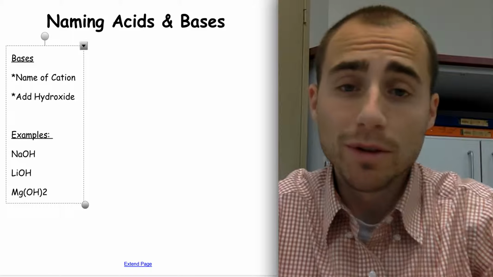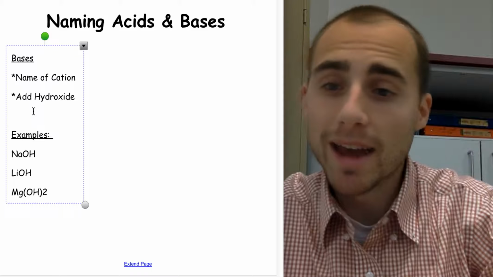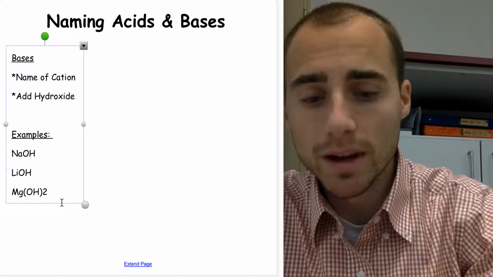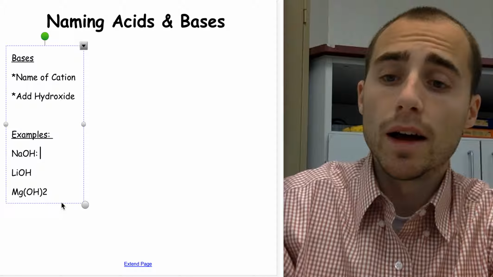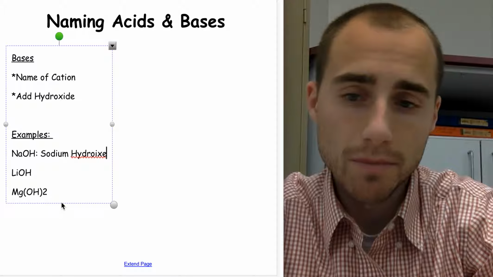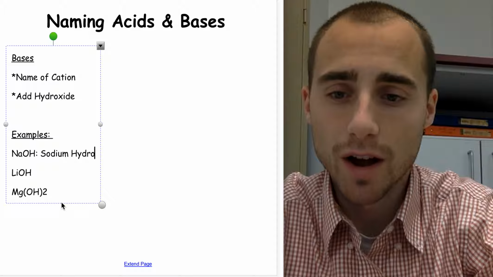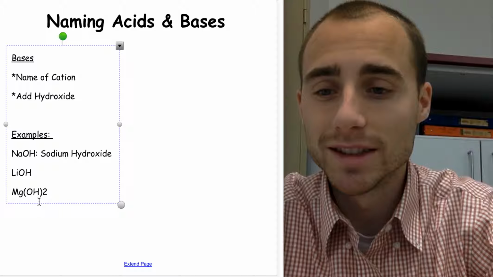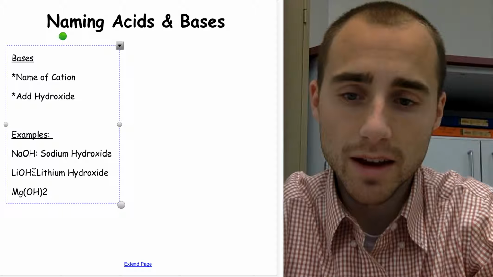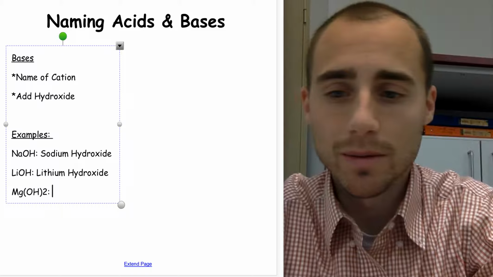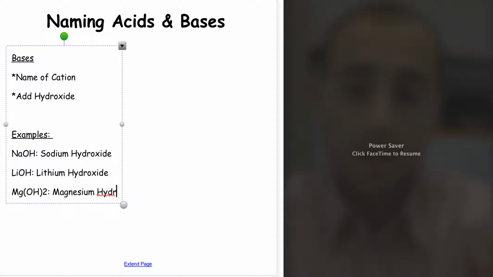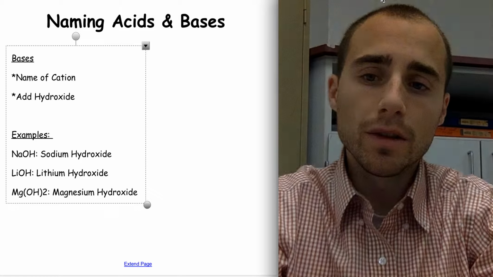Naming bases is extremely straightforward, and there is only one rule. You name the cation first and then add the word hydroxide. Not complicated at all. We've done this plenty of times when we were in our naming unit. Here you have sodium, and then you just add the word hydroxide. And then our next one, you have lithium, so it'd be lithium hydroxide. And then our last one, you have magnesium, so it'd be magnesium hydroxide.